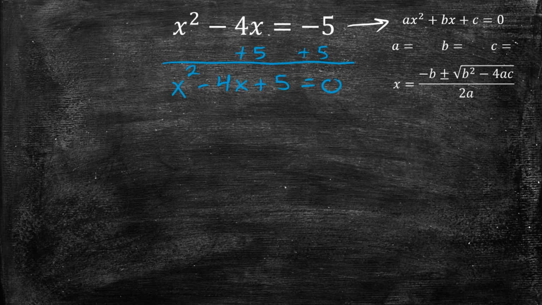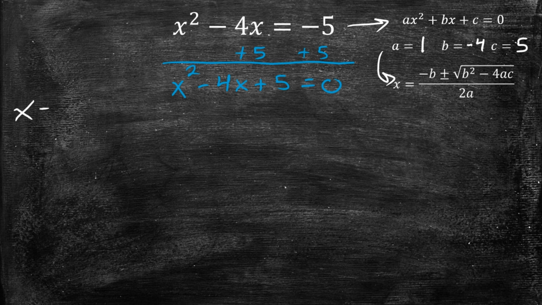So now our equation is in the correct form. Let's find our a, b, and c. So a is the number in front of the x squared, which is 1. B is in front of the x, which is negative 4, and c is the number by itself, which is 5. All right, so we have our a, b, and c's. Let's go ahead and plug that into the quadratic formula here.